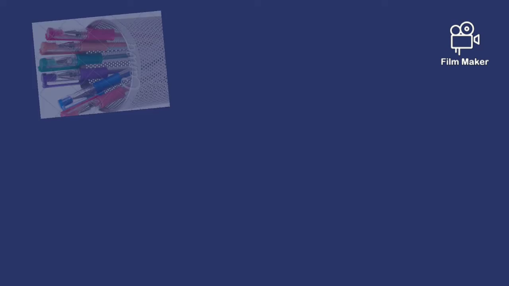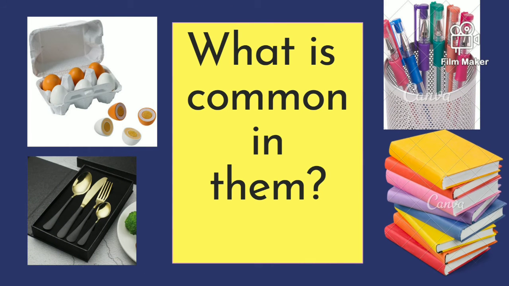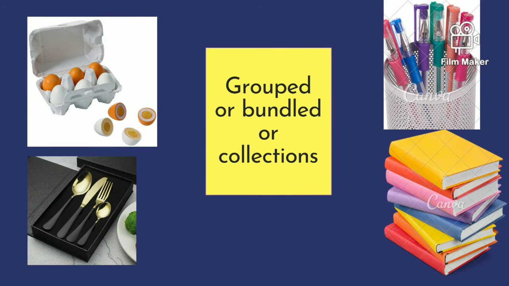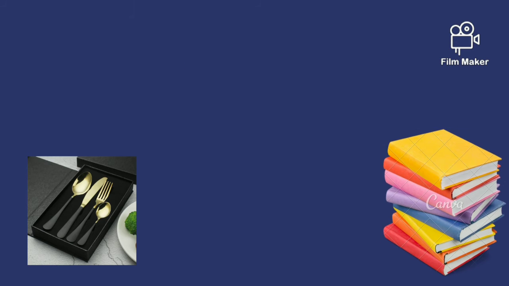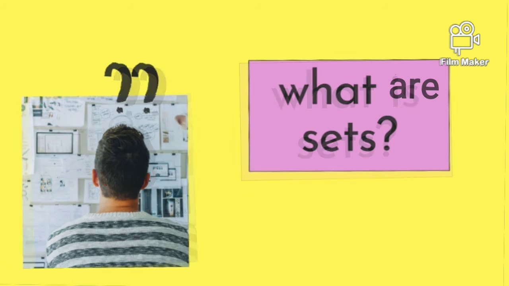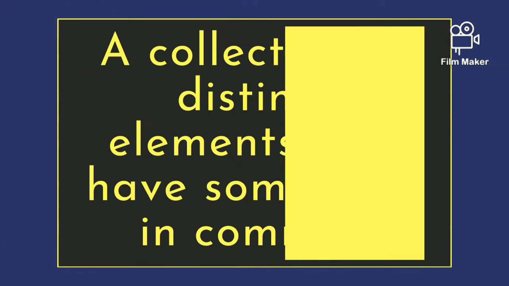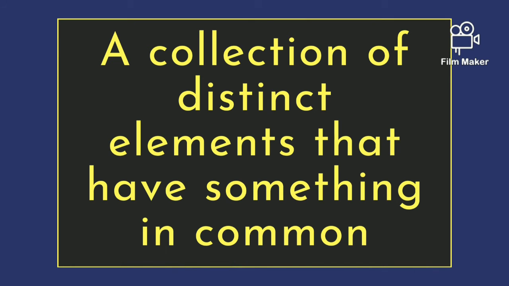So what does that mean? Let's break it down. In these given pictures, what is common in them? We see that they are groups, or we can say bundles or collections, correct? And each of these groups or collections are quite distinct. One is a set of eggs, one is a set of pens, spoons and books. So just like that, set theory helps us to organize or group given data into distinct groups, or as we call them, sets. That's why sets can be defined as a collection of distinct elements that have something in common.